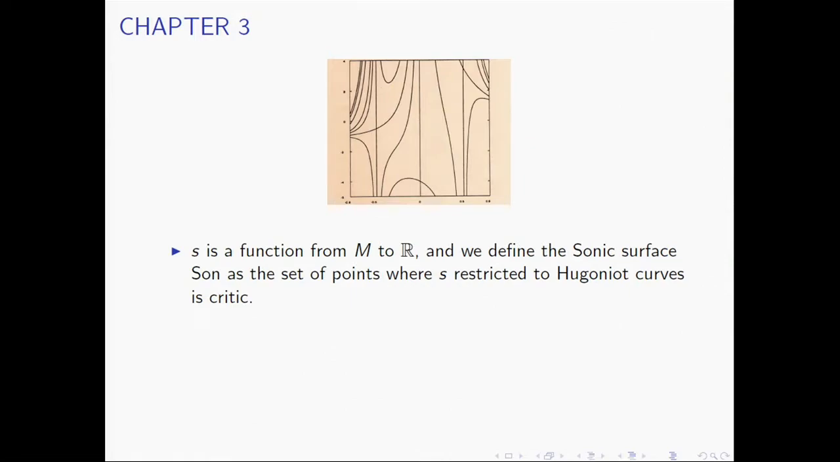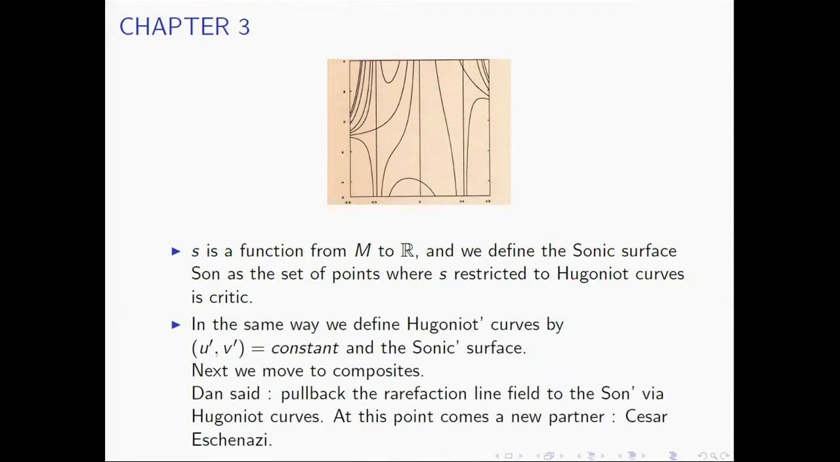So this is a picture of three saddles. See? One here, one over here, and the other one over there. And S becomes just a function from M to R. And we define the sonic surface as the set of points where S restricted to the Hugoniot curve is critical. In the same way, you can define what we call Hugoniot prime curves by the other U prime, V prime constant, and the sonic prime surface. So that was a paper, I guess the paper I wrote together with Dan.